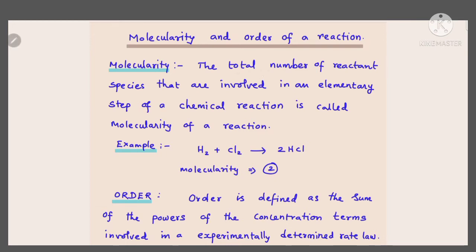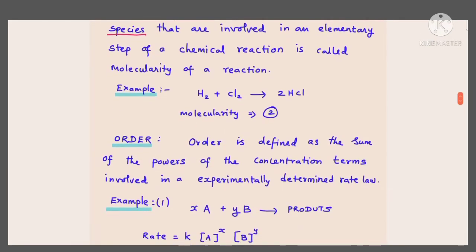It's nothing but the total number of reactant species which take part in an elementary step of a chemical reaction. So molecularity is nothing but the number of molecules which take part in a chemical reaction. Simple definition: molecularity is defined as the total number of molecules taking part in a chemical reaction. Okay, so let us see one example.